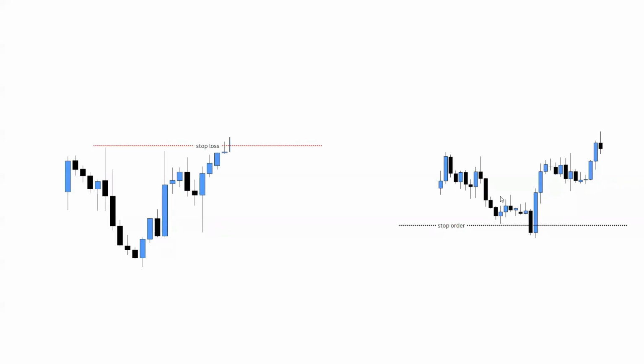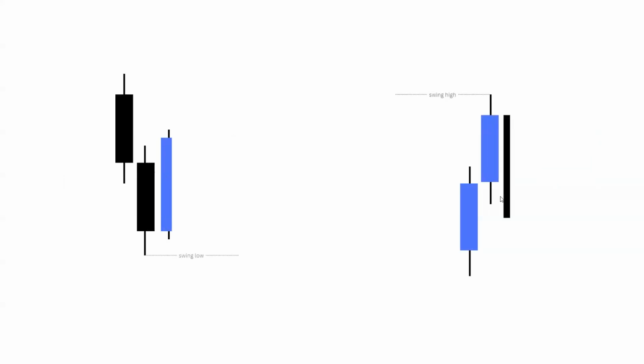Now, these swing points, also known as swing highs and swing lows, are referred to as buy side and sell side liquidity. This buy side or sell side liquidity can either be a single low or a series of it, otherwise known as equal highs or equal lows.